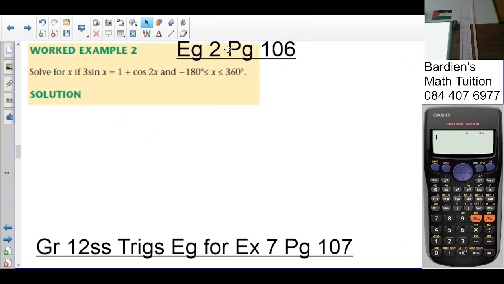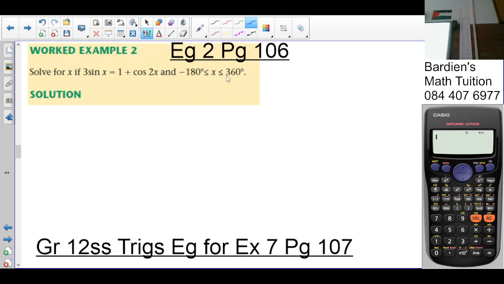Alright. So again it says solve for x if 3 sine x is equal to 1 plus cos 2x, and x is greater than or equal to negative 180 but less than or equal to 360. So here we have a restricted domain, or an interval in which the solutions must lie. As I always do, I first work out the general solution and then I go to the interval.